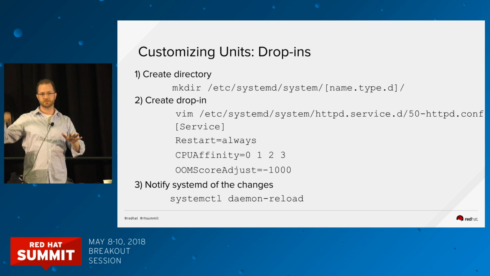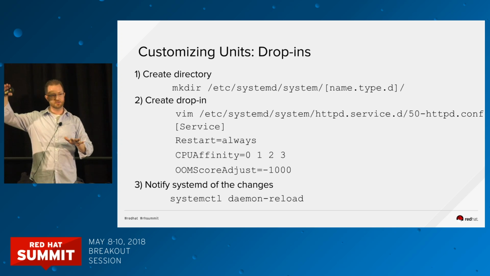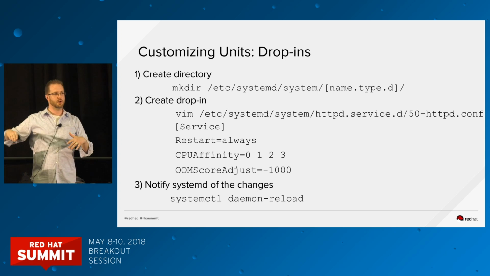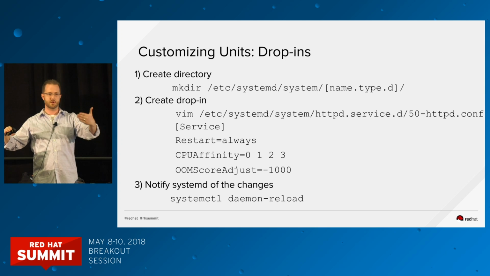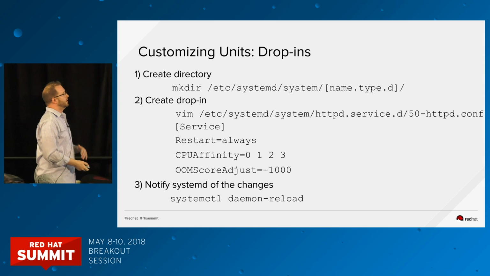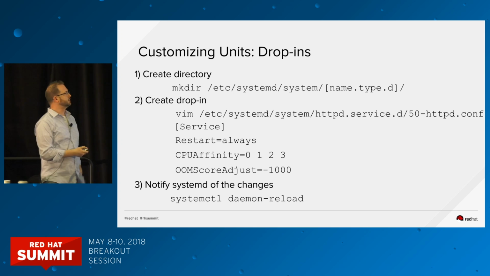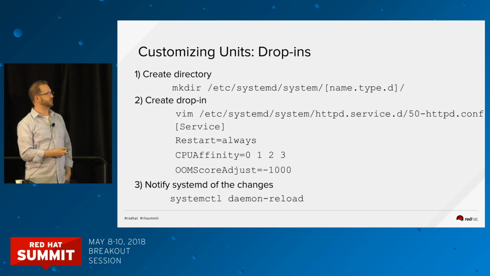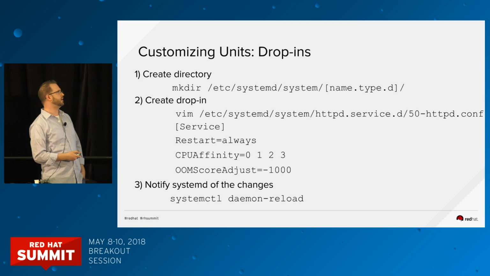And we have inheritance from what we ship. So if Red Hat makes changes over here, or any other vendor or whatever, we'll pick up those changes, but we'll still apply your customizations on top of that, right? Which is really, really slick. So to do that, just make a directory that corresponds to the unit name. So in this example, httpd.service.d, and name the config whatever you want. And I'm going to change these properties for the Apache config, right?